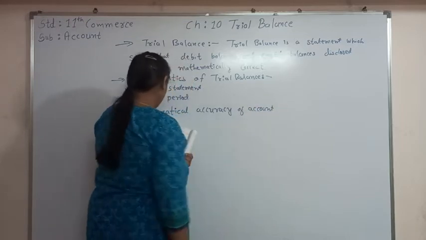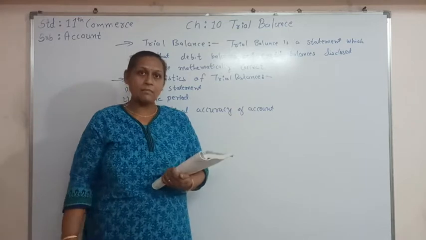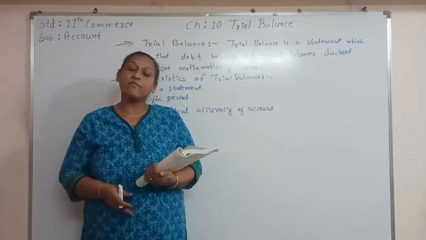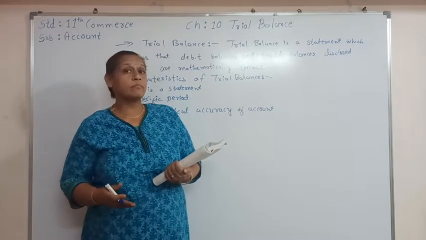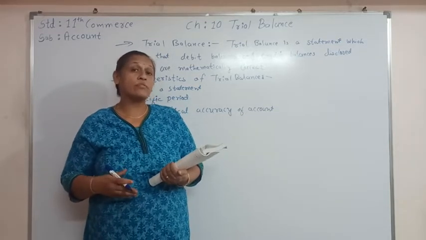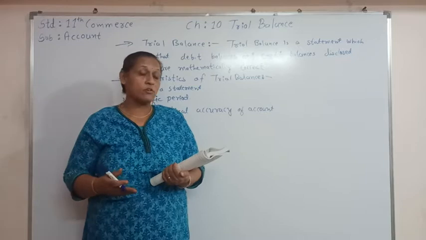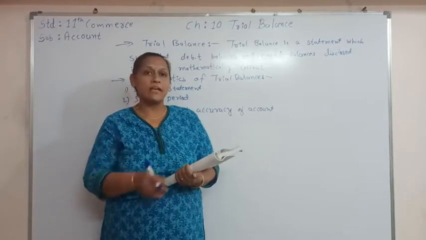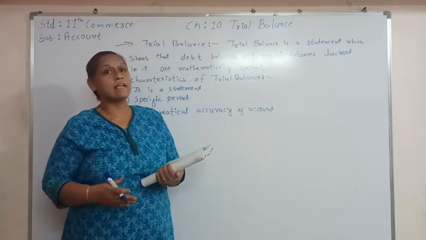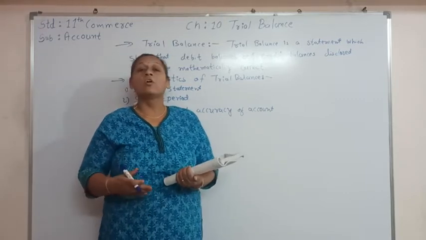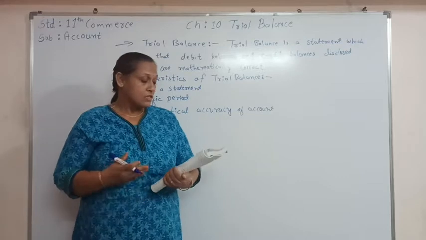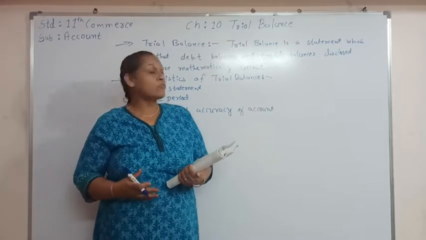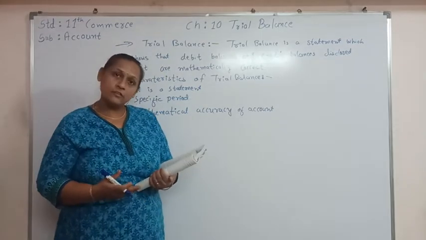So when we are preparing the trial balance, the debit and credit side totals must be equal, and for that we are taking the balance of the account from the ledger. If there is a debit balance, we write it on the debit side of the trial balance. When there is a credit balance, we write it on the credit side of the trial balance. So whatever we see in the trial balance is mathematically accurate.